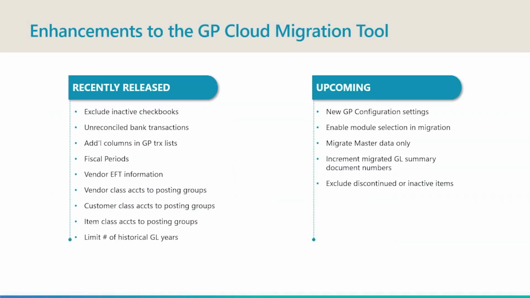I also mentioned I want to talk about a bit of the new features that have come in the last few months. We've added many new things, like being able to choose to not migrate your inactive checkbooks or your bank accounts. We know many GP customers have old bank accounts that they don't want to bring over to their Business Central environment, so you can choose not to bring that information over. You can also bring over your unreconciled bank transactions. Previously, in order to migrate, you needed to reconcile your bank accounts before migrating. Now all those unreconciled transactions will come over for you, so you can reconcile after your migration.